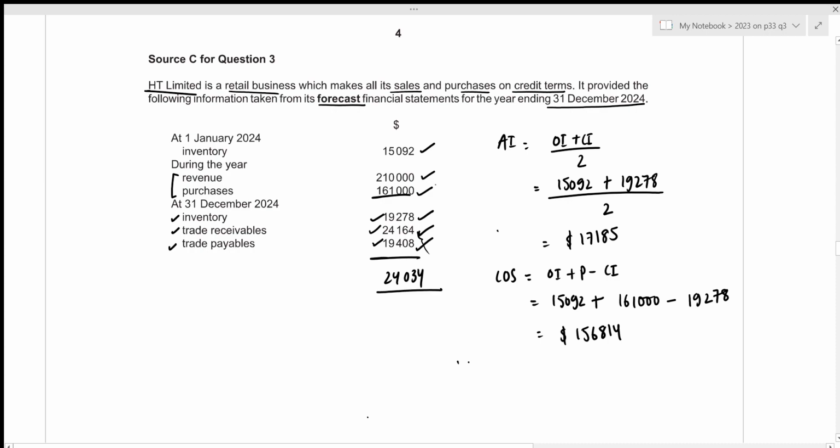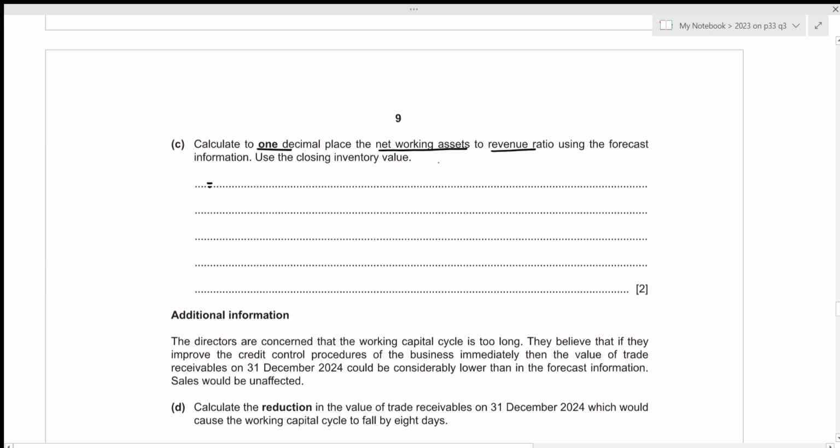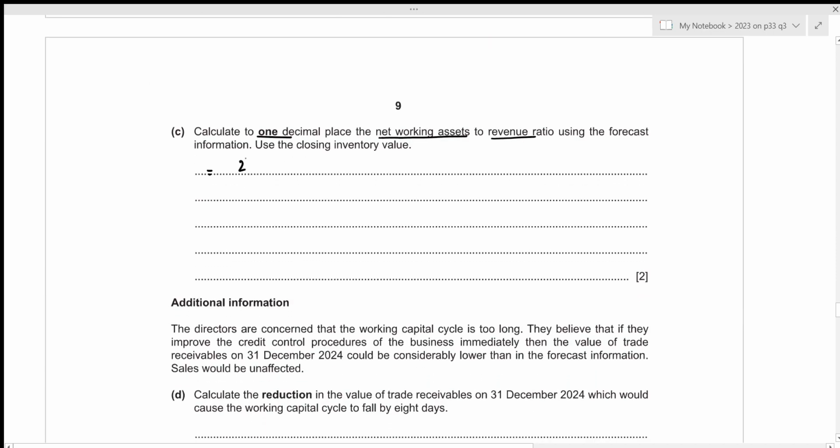Then we need to divide it by the revenue of 210,000 multiplied by 100%. So that's 24,034 divided by 210,000 multiplied by 100%, and this is to one decimal place. So the value is going to be 11.4%. That's all for the third part.